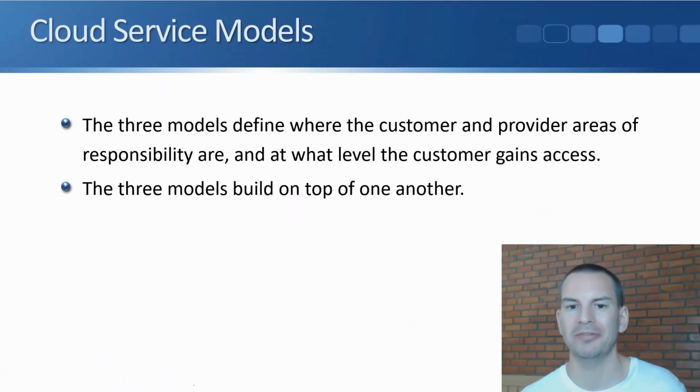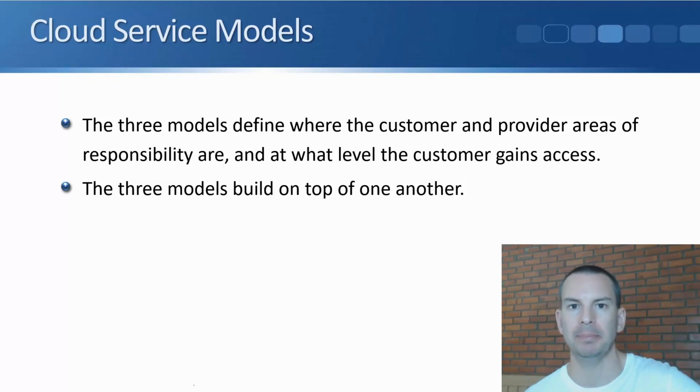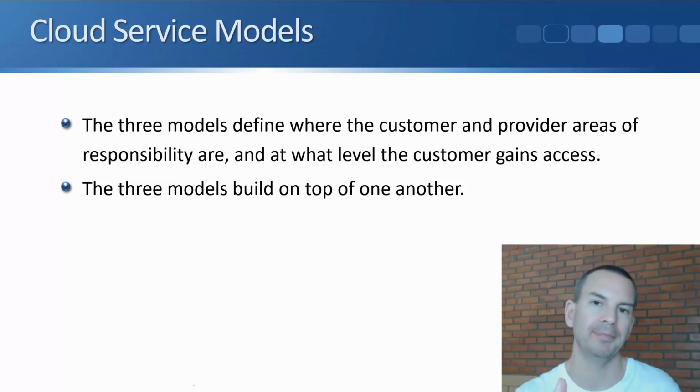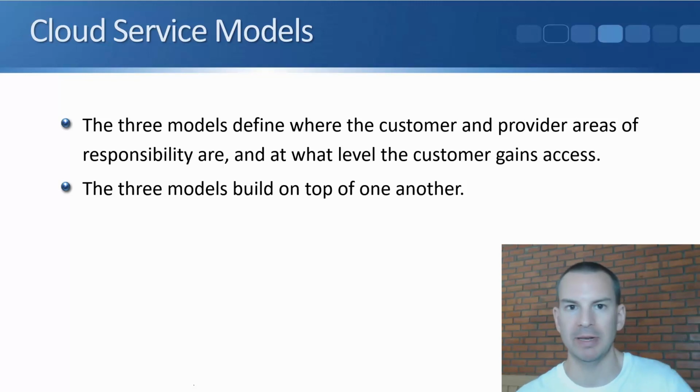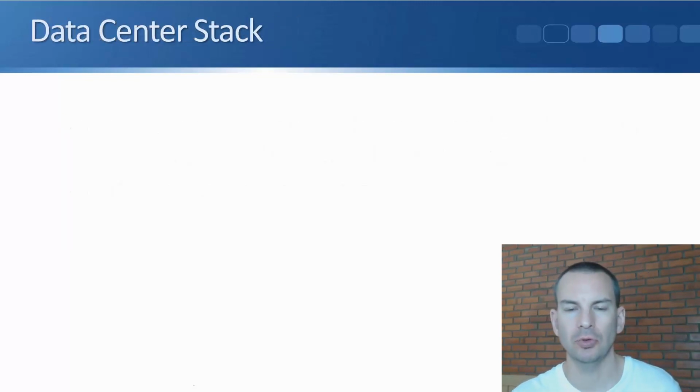The 3 models define where the customer and provider areas of responsibility are and at what level the customer gains access to the service. And the 3 models build on top of one another. So we've got IaaS at the bottom, and then PaaS builds on top of that, and then SaaS would be the next level up from there as well. So to explain this, we need to start off by looking at the data center stack.